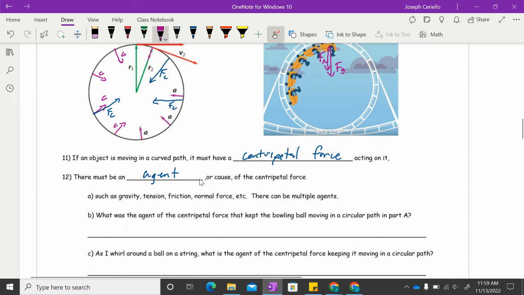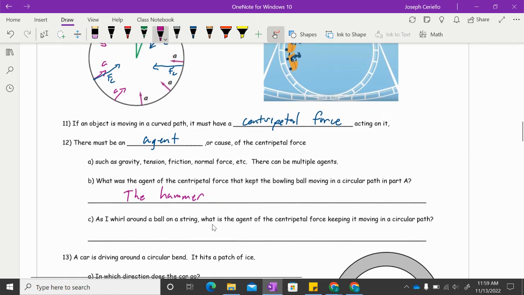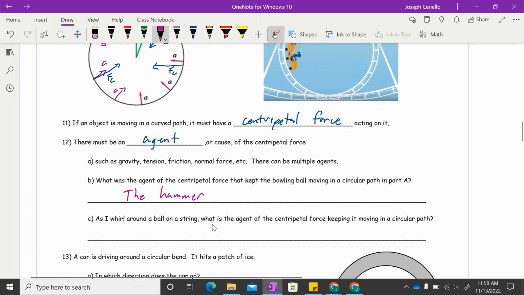So what was the agent of the centripetal force in the bowling ball video we watched? The hammer. Again, pointing towards the middle of the circle. If I whirl a ball around on a string, what's the agent of the centripetal force keeping it in that circular path? Tension. And if I really wanted to get into it, if it was a vertical circle, it could also be gravity. But we'll get more into that later.